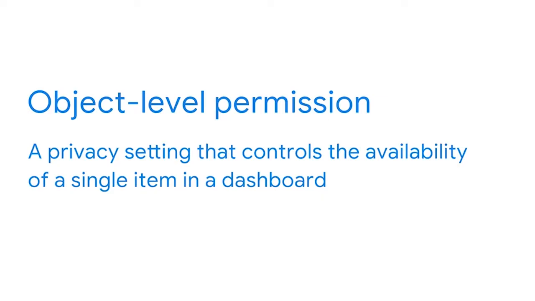The next is object level permission. This privacy setting controls the availability of a single item, such as a table, dataset, or single visualization. You'll probably employ object level permissions the most, due to their simplicity. If you give a user access to an object, revoking that access is as easy as removing their permission.